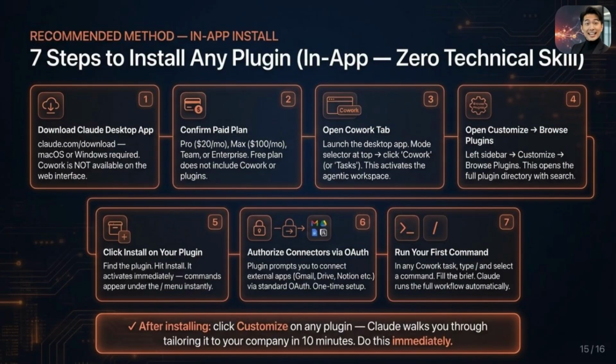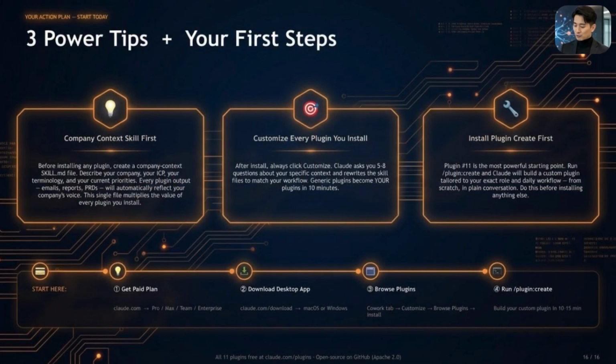After installing any plugin, always click Customize immediately. Claude will tailor the skill files to your specific company in 10 minutes, and that changes everything. 3 final power tips before you go. 1. Create a company context skill file before anything else. Describe your company: your ICP, your terminology, and your current priorities. Every plugin, every email, report, and PRD will automatically reflect your company's voice from the moment you do this.